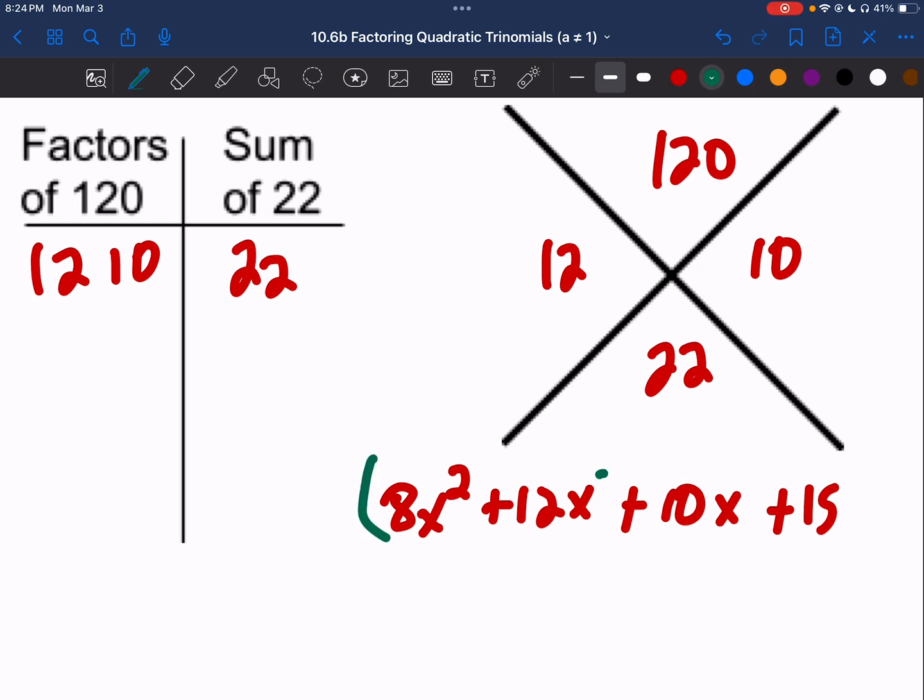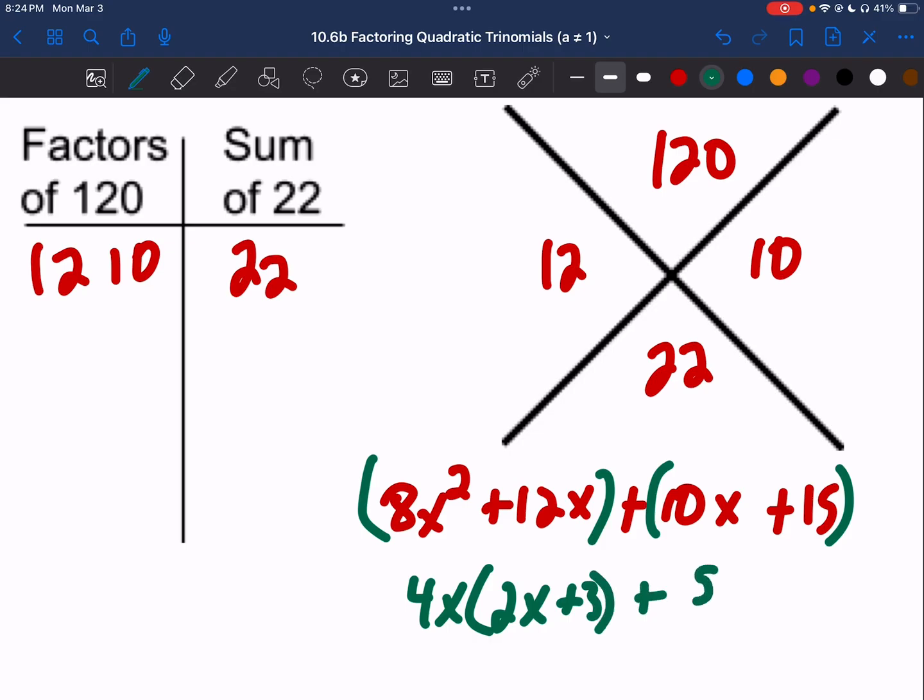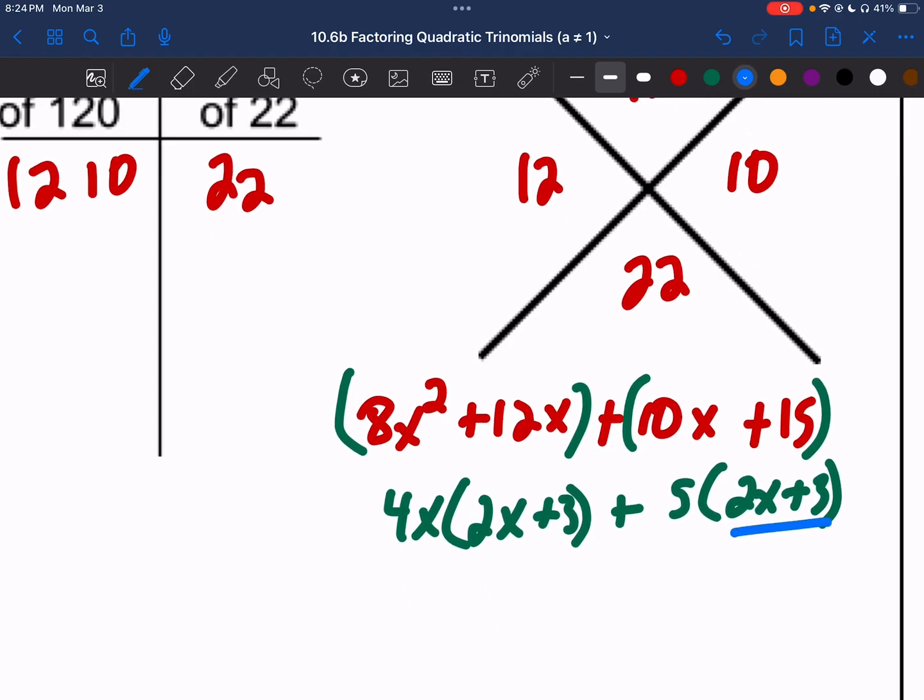We put parentheses in. And our first term, we have 4x that can be taken out, and we're left with 2x plus 3. Our second term, we can bring a 5 out, and we're left with 2x plus 3. And then I find my common value, 2x plus 3, and we close the parentheses on that.